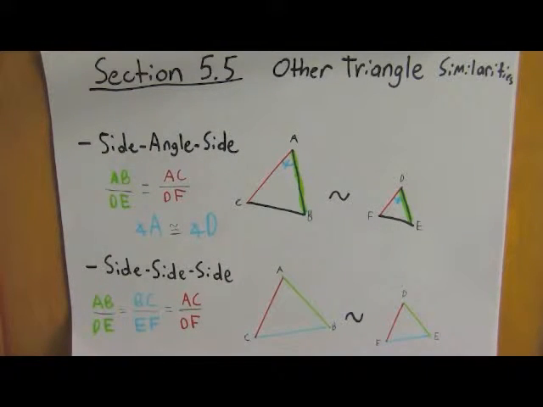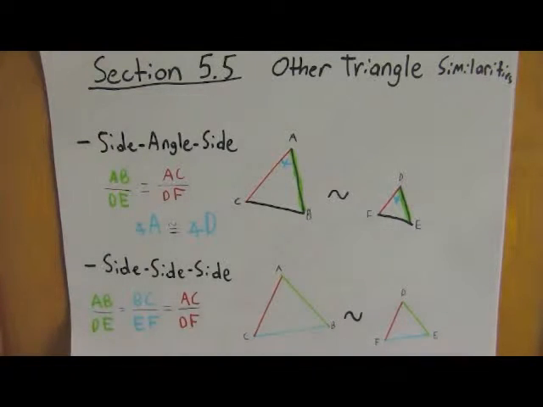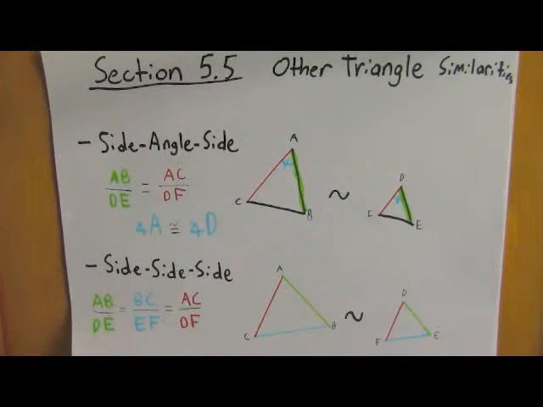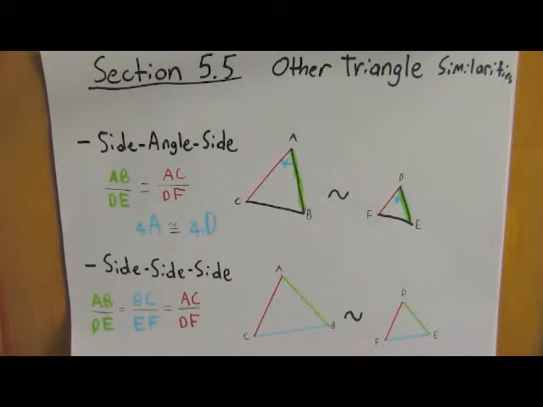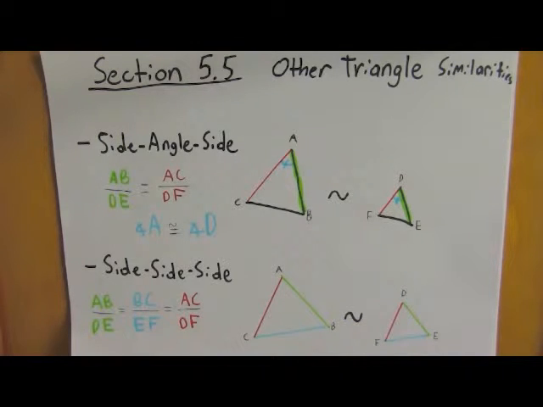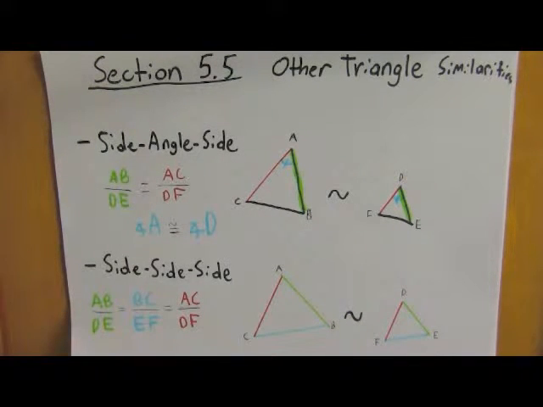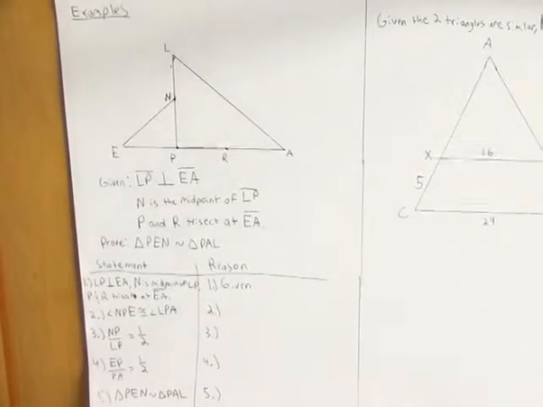Now the next theorem is side, side, side. In this instance, we have 3 pairs of corresponding sides. Now these 3 pairs would have to have ratios that are equal as well. For instance, AB over DE would have to be equal to BC over EF and AC over DF. So if these 3 pairs of corresponding sides have the same ratio, then these two triangles would have to be similar. Okay, now on to our examples.